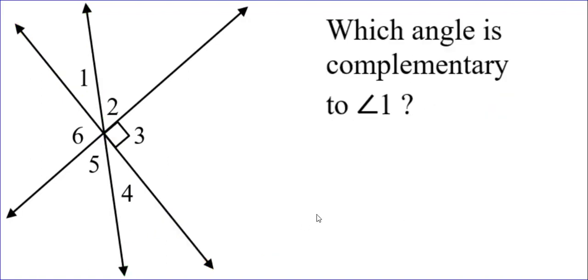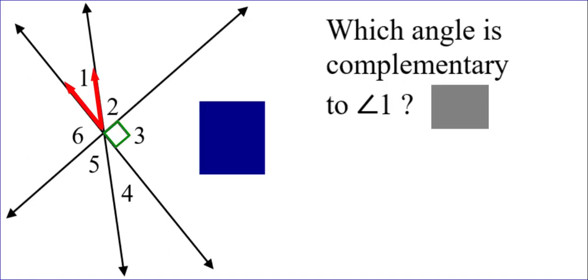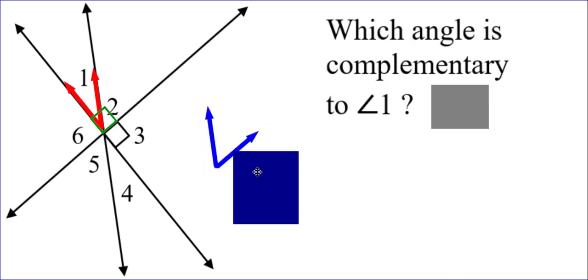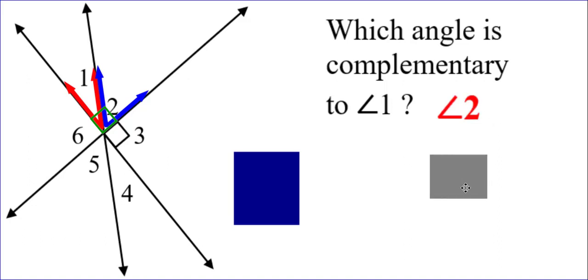Next, which angle is complementary to angle 1? Remember, complementary angles are two angles that add to equal 90 degrees. Well, you saw this box here, this square, showing the 90-degree angle for angle 3. Well, if that's a 90-degree angle, then I could also shift this over, going top left, and you can see that angle 1 and angle 2 would together form a 90-degree angle. That's what complementary angles are, two angles that add to equal 90. So angle 2 is complementary to angle 1.